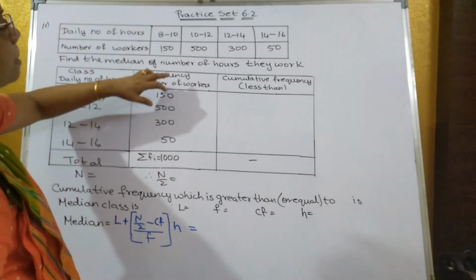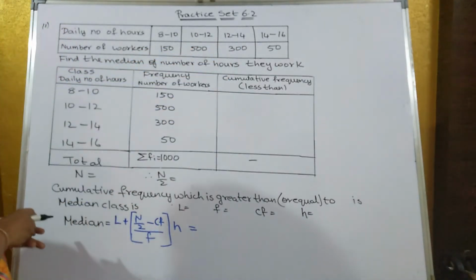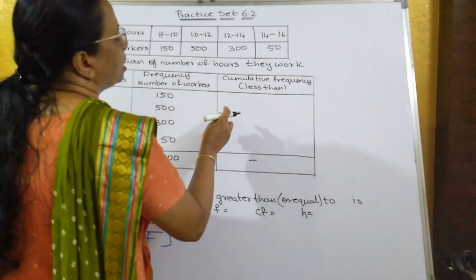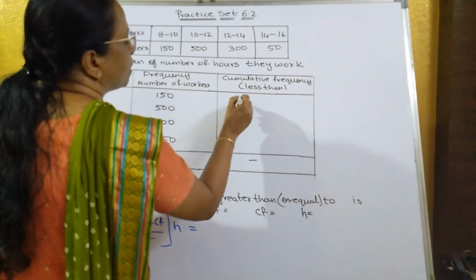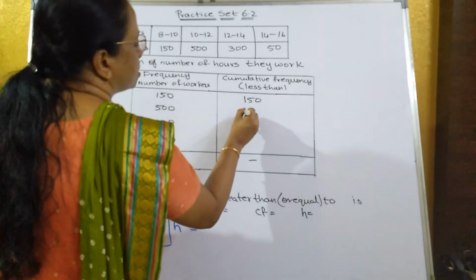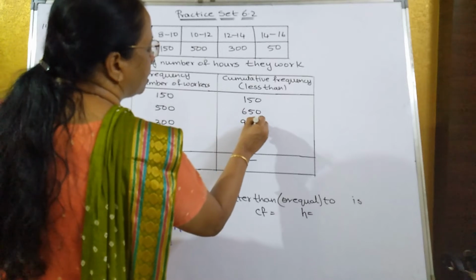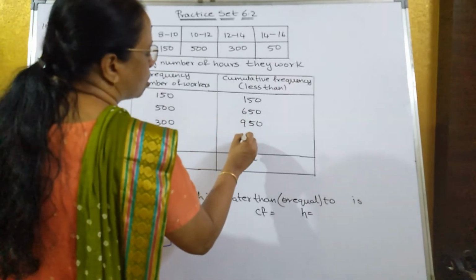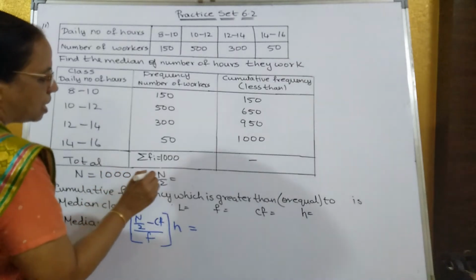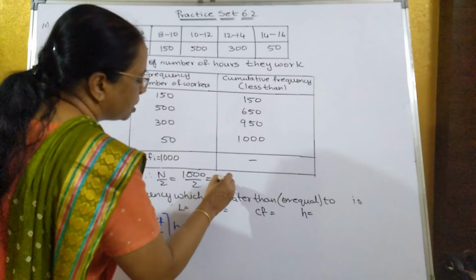Now frequency, that is number of workers, is how much? 150, 500, 350. Now you have to find the total of all this, which is 1000. Now you have to find the cumulative frequency of less than type. So the first one you will write as it is, 150. Now 150 plus 500 is 650. 650 plus 300 is 950. And 950 plus 50 is 1000. N is equal to 1000. Therefore n upon 2, that is 1000 upon 2, is equal to 500.